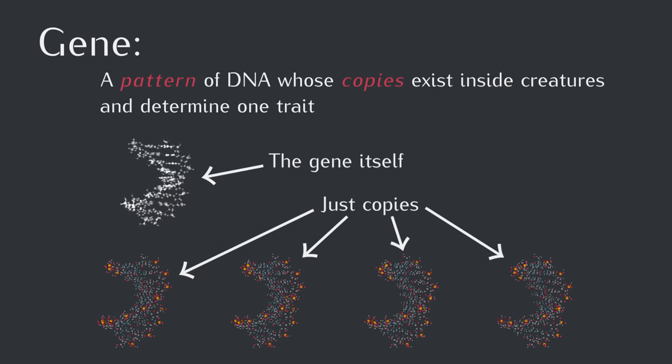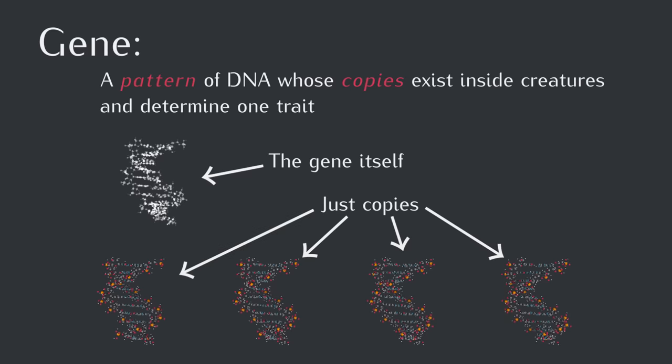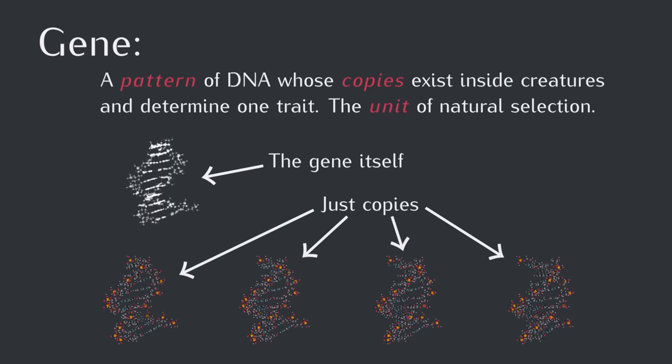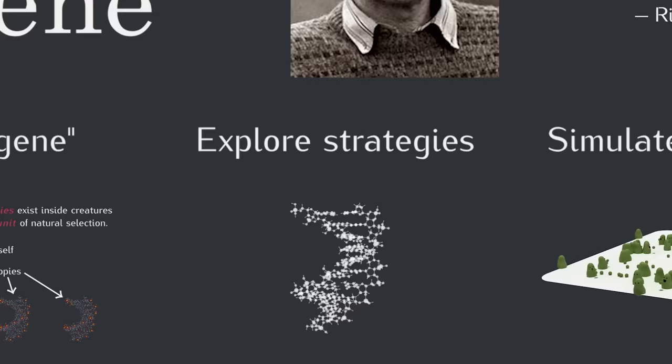In the long term, competition is only between genes. So genes are the units of biological natural selection. This really is the key idea in this video. Genes are the units of natural selection. So if you imagine yourself as a gene who somehow has feelings and makes plans, what kinds of strategies could make you successful in this competition between genes?